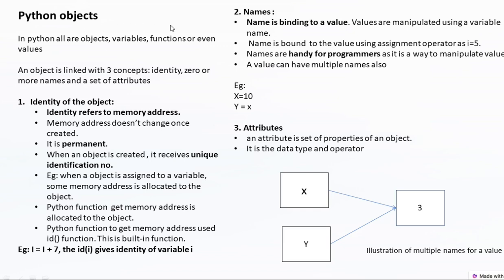So quickly revise Python objects. There are 3 points here. Identity, where basically you can access identity using the ID function. Names, where name is bound to a value. Attributes, which refers to the properties of an object. It can be the data type, it can be the operation, it can be even the ID or the memory address where it is stored.